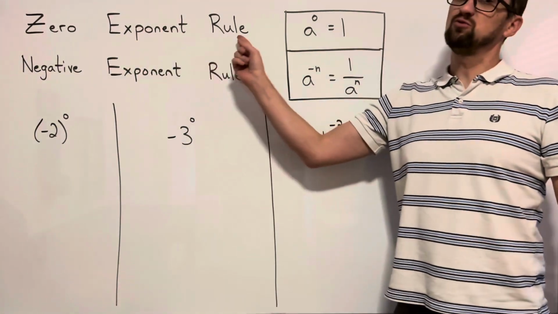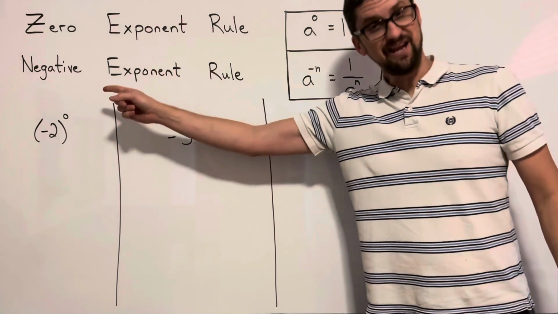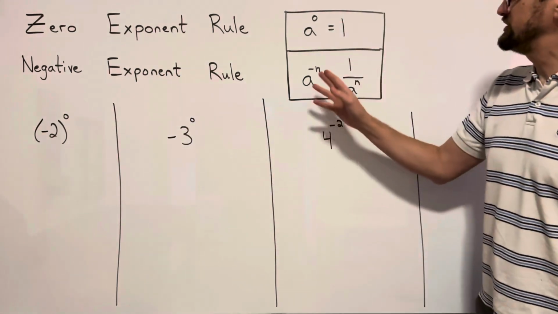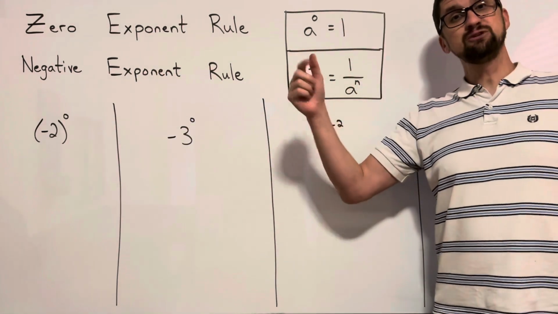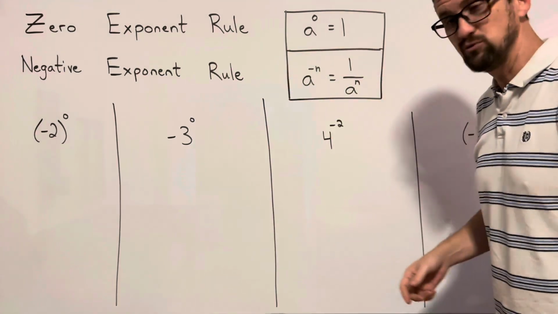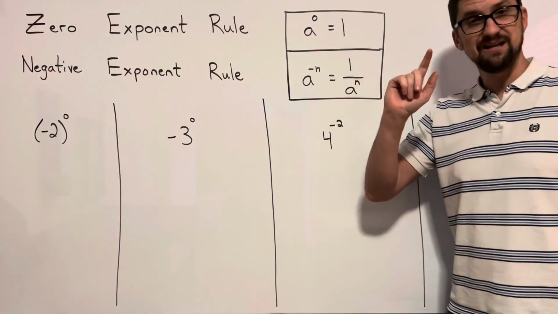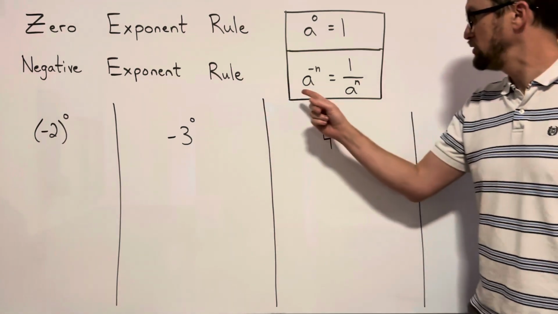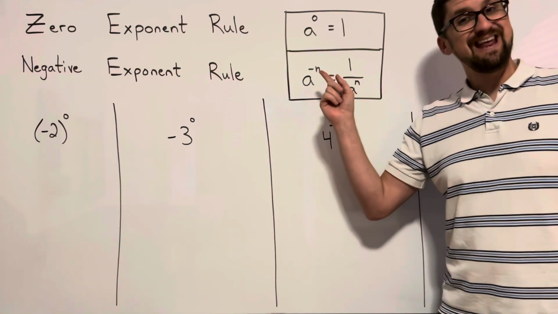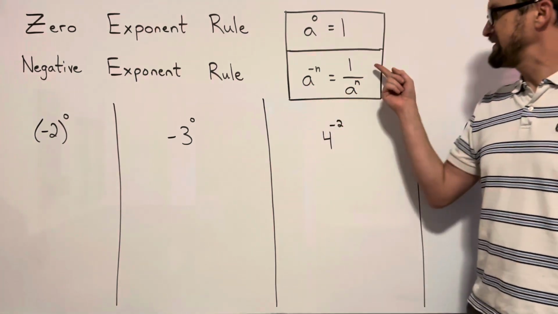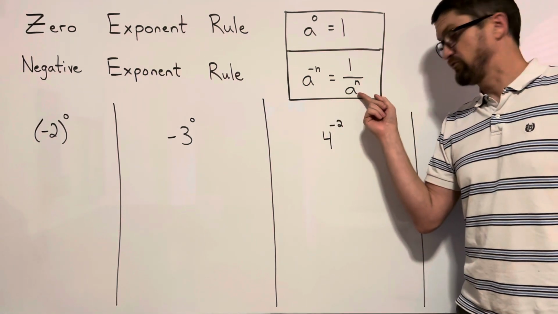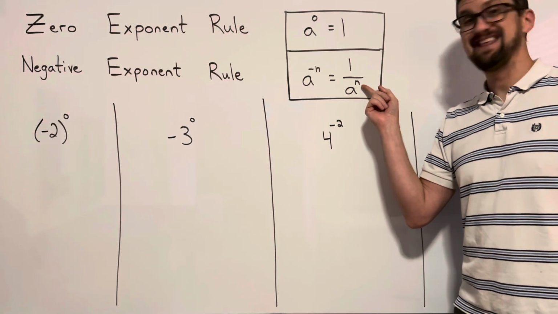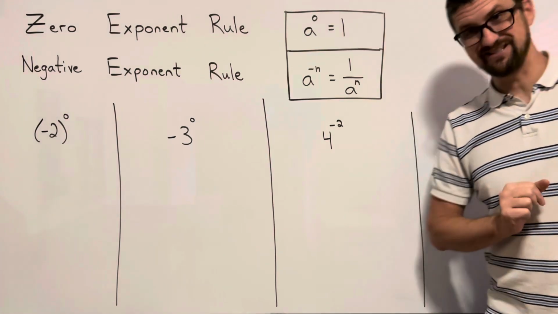Zero exponent rule and the negative exponent rule. The zero exponent rule: if you have a non-zero number raised to the zero power, that is going to equal 1. And we have the negative exponent rule. If we have a number raised to a negative exponent, we can write that as 1 over the number, and then the exponent becomes positive.